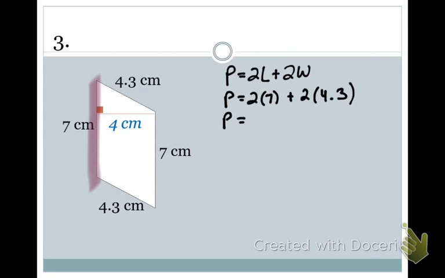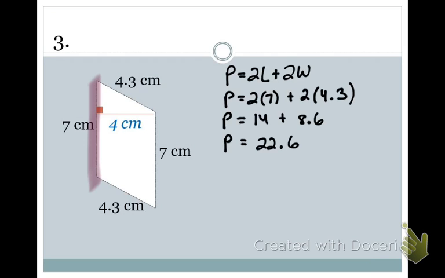Carson, what's 2 times 7? 14. Jaden, what's 2 times 4.3? 8.6. And Gavin, when we add those two together, what is 14 plus 8.6? 22.6.